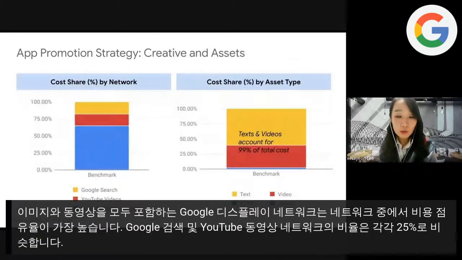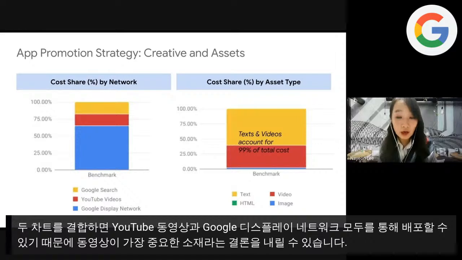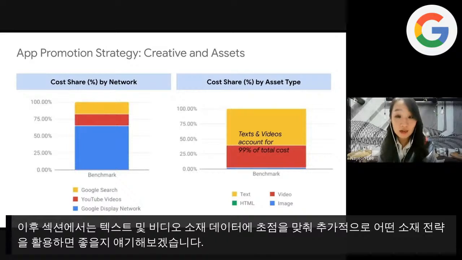Google Display Network, which includes both image and video, has the largest cost share among the network. Google Search and YouTube Videos networks have a similar portion as 25% for each. If we divide the cost share by asset type, the most popular assets are texts, and the rest of them are video assets. When we combine both charts, we can conclude that the videos are the most important asset because they can be distributed through both YouTube videos and Google Display Network. In the later section, we will focus on the text and video assets data to discuss further creative strategy.